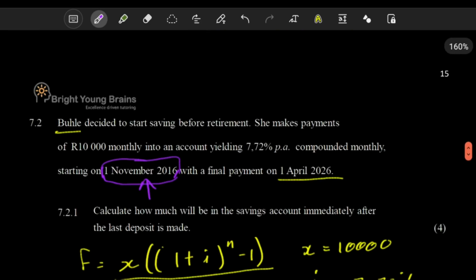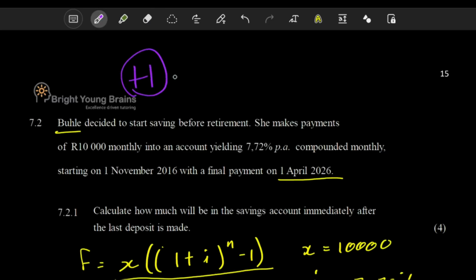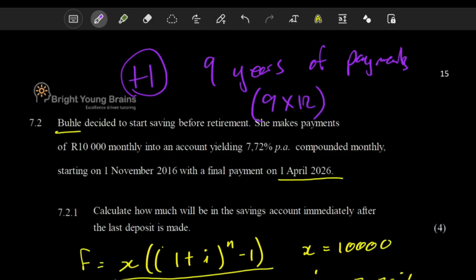Let me repeat. They said here she makes deposits of 10,000 into her account, compounded monthly, starting on the 1st of November 2016. So on the 1st of November, she makes a payment. That's the first payment. And then we can clearly see that 9 years pass. So 9 years of payments, which gives us 9 times 12, and then plus 5 more months.